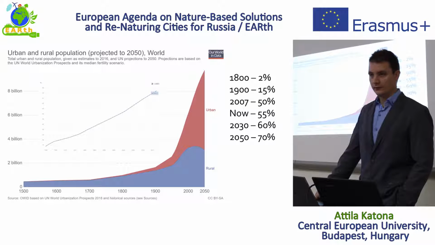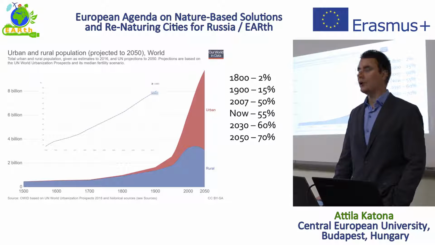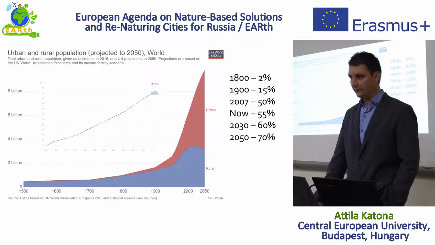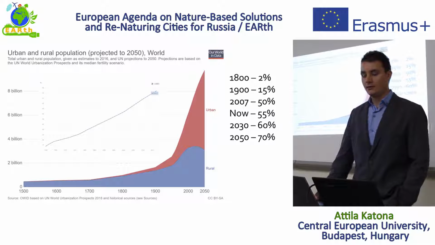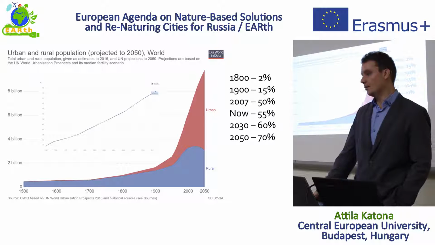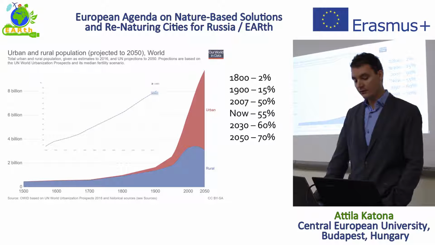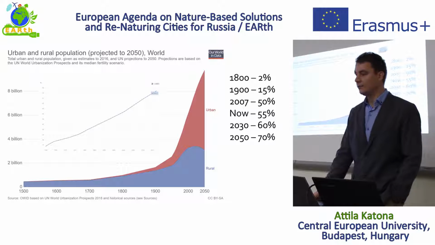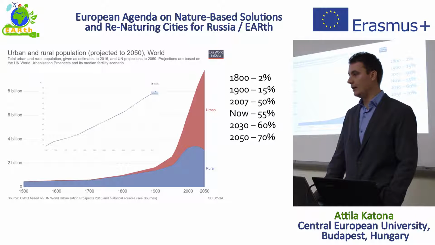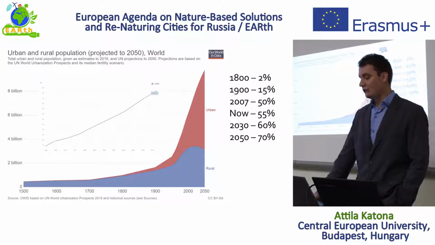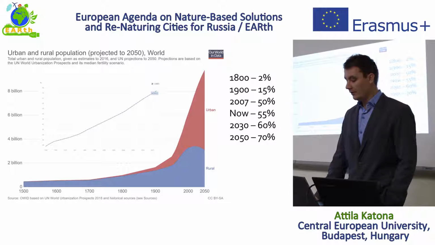So as you may know, 200 years ago, less than 3% of the population lived in cities. 100 years ago, it was about 15%. We just reached 50% 10 years ago. And the United Nations projects that we will reach about 70% by 2050. So the world is clearly and rapidly urbanizing.